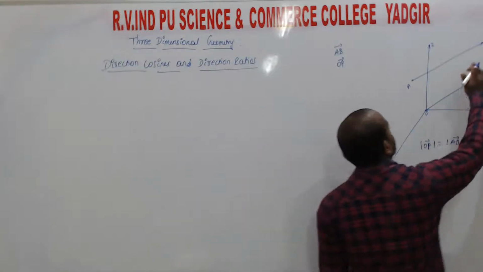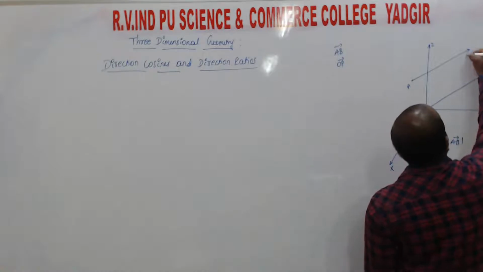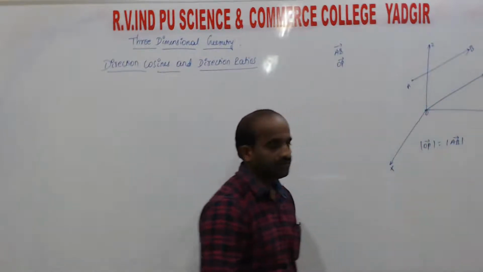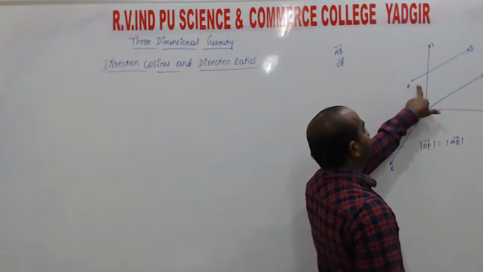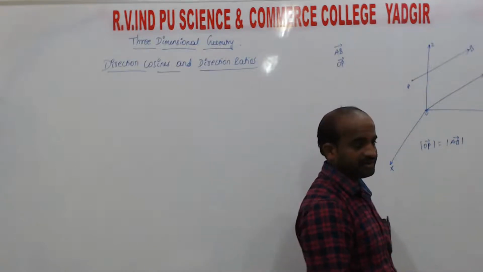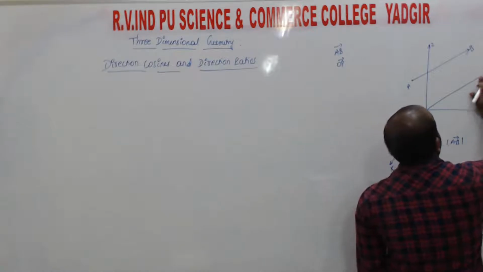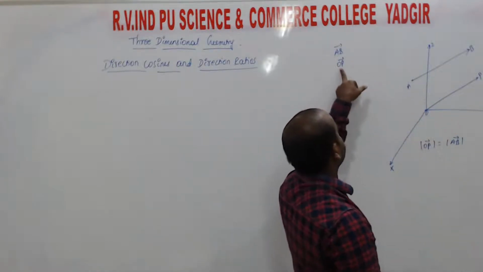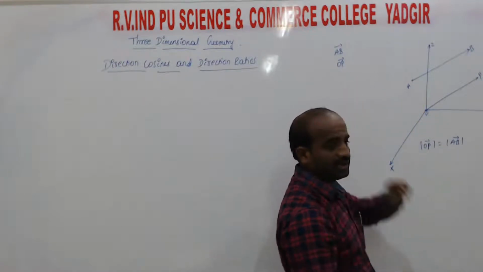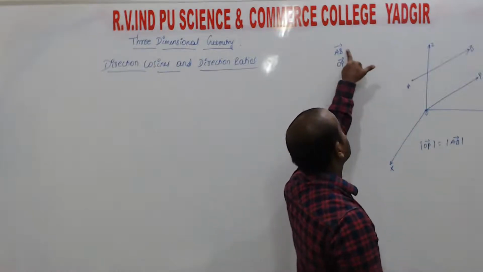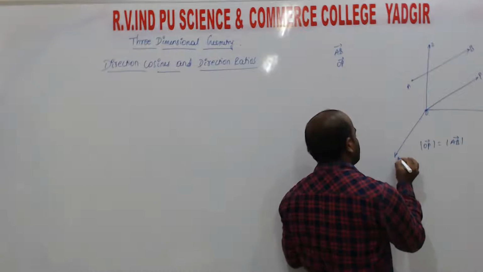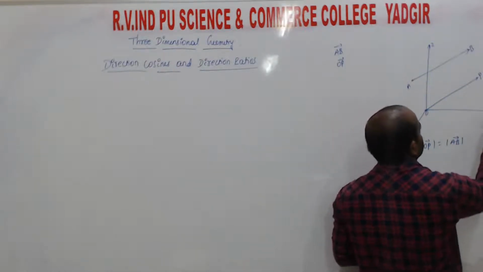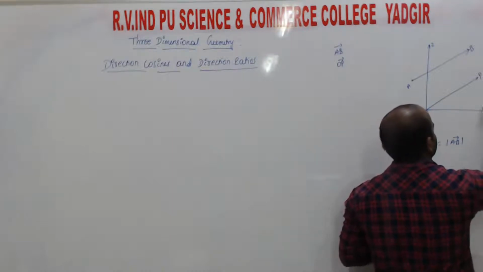First, we consider AB vector as the directed line segment in three-dimensional space. Next, let OP vector be the corresponding directed line segment through the origin, parallel to AB vector. This means OP is parallel to AB, so the magnitude of OP vector is equal to the magnitude of AB vector.